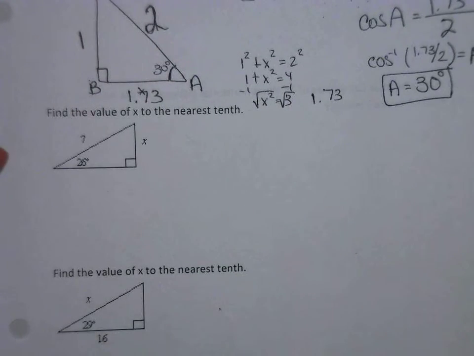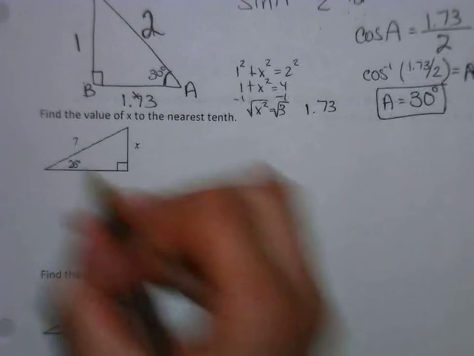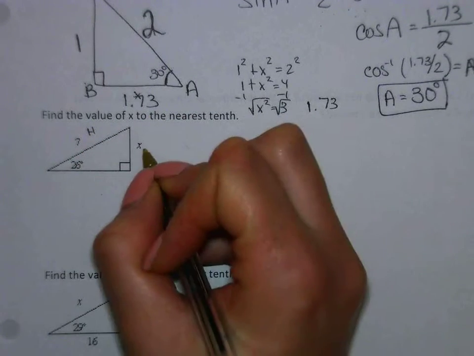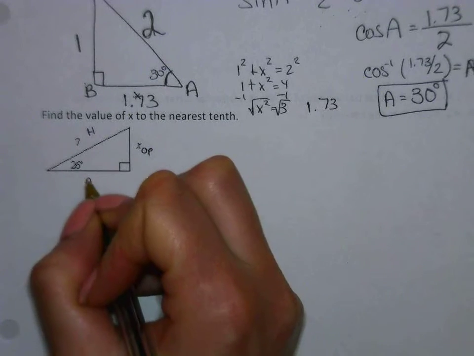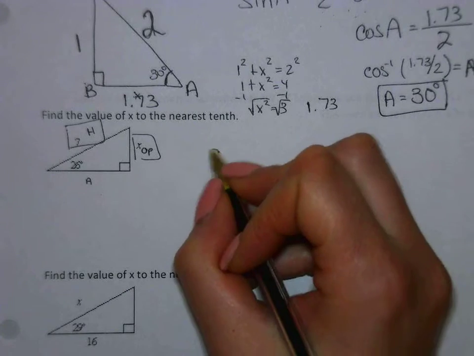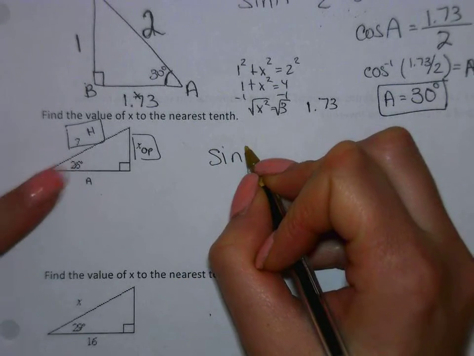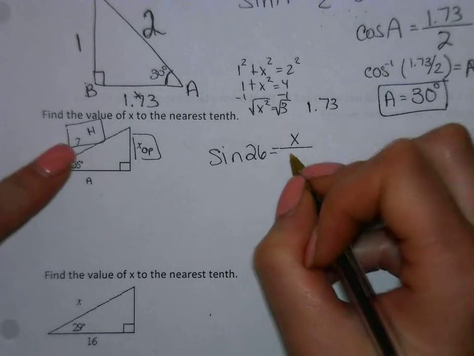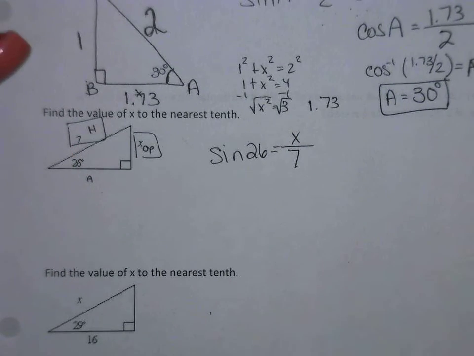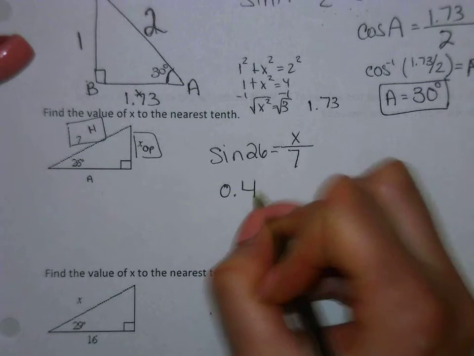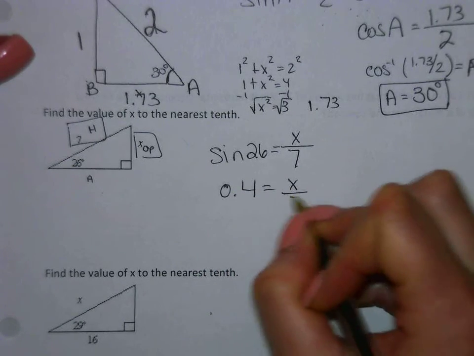Let's find the value of x to the nearest tenth. So here, if we're working with the 26 degrees, 7 is our hypotenuse, x is our opposite, and then here's our adjacent. So that means we're working with the opposite and the hypotenuse. So that means it's going to be the sine of 26 degrees equals the side opposite, which is x, divided by our hypotenuse, which is 7. So the sine of 26, rounded to the nearest tenth, is 0.4, equals x divided by 7.